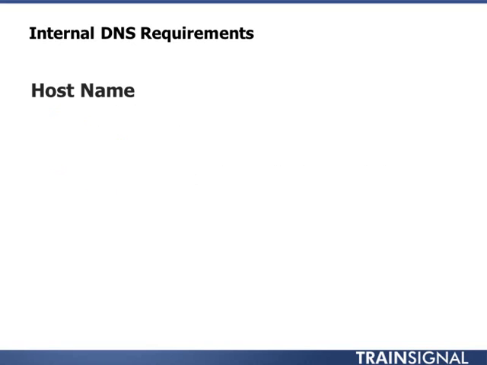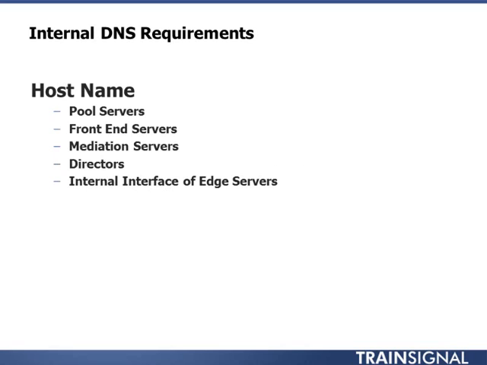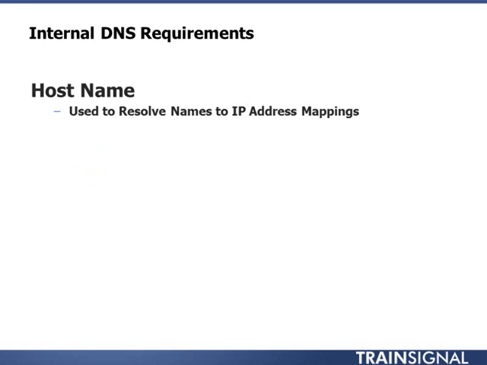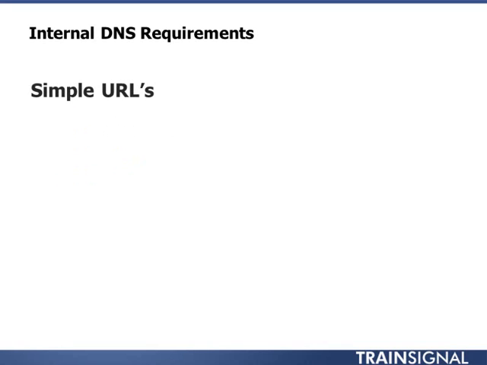record and A record inside of DNS. So this would include any of your pool servers, front-end servers, mediation servers, directors, and the internal interface of your edge servers. We use hostnames to resolve names to IP address mappings, and that's used extensively within the internal environment, from client to server to server, and even over from server back to your backend SQL servers.